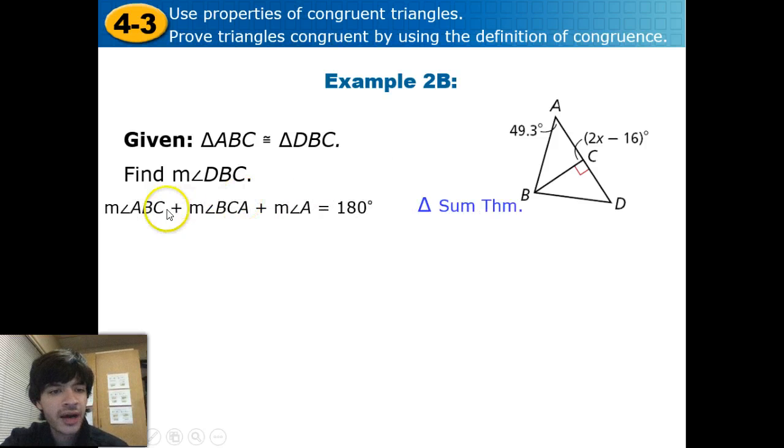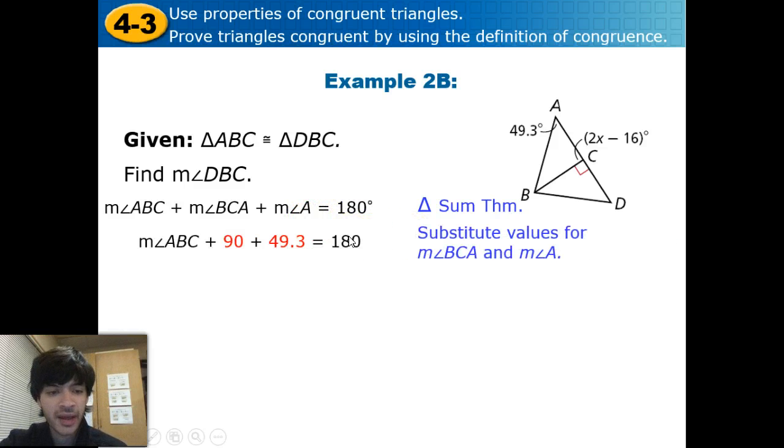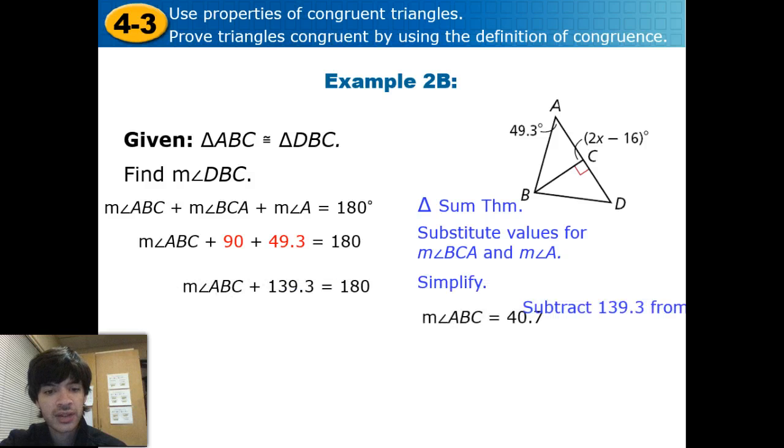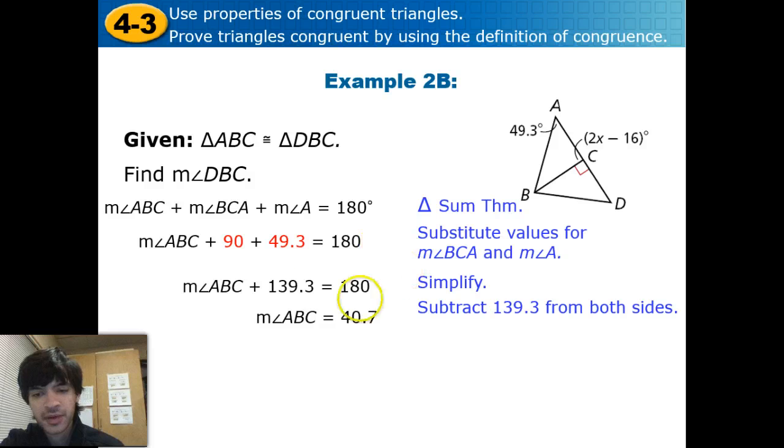So first, we have our triangle sum theorem, again saying that all internal angles in a triangle add up to 180 degrees. Okay, so we have our ABC, our BCA, and our angle A. All the measures of those add up to 180. Now we can replace their values. We know that BCA is 90 degrees. We know that measure of angle A is 49.3, so we can substitute them in. We can simplify, and we can subtract. Subtraction property of equality. When you do so, you'll find that the measure of angle ABC is 40.7.